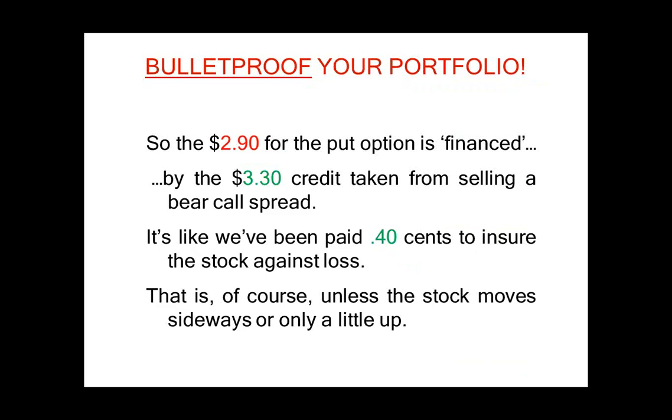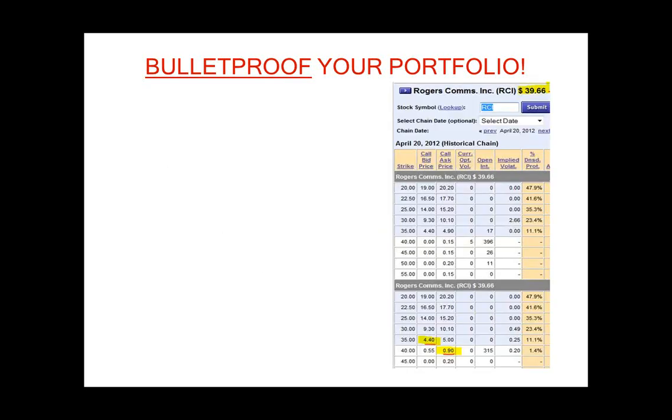We took a $3.30 credit in order to pay for our put option. But we also own the stock. So it's like we've been paid 40 cents to insure our stock against loss. Of course, if the stock goes up, then we sometimes have a problem. Here's what happens. On April 20th, expiration Friday, remember we had a short $35 call and a long $40 call. So now she's at $39.66. That's about as bad as it can get for our bear call spread, isn't it?